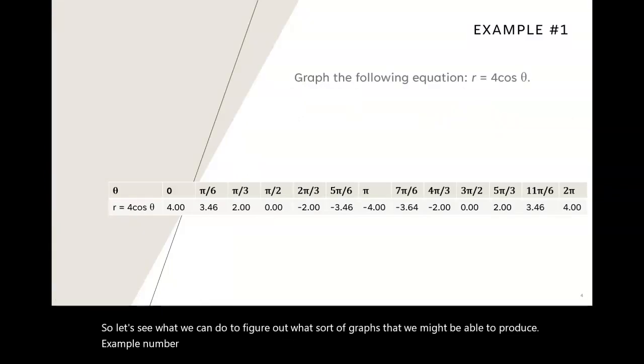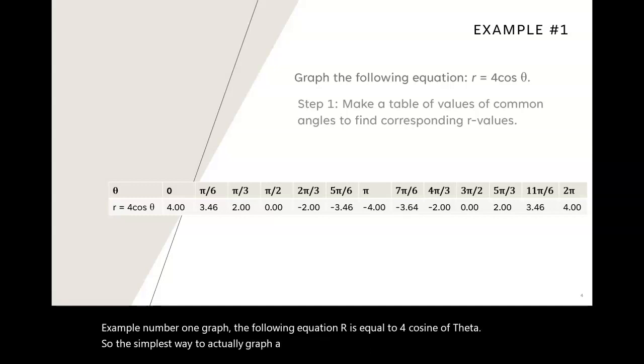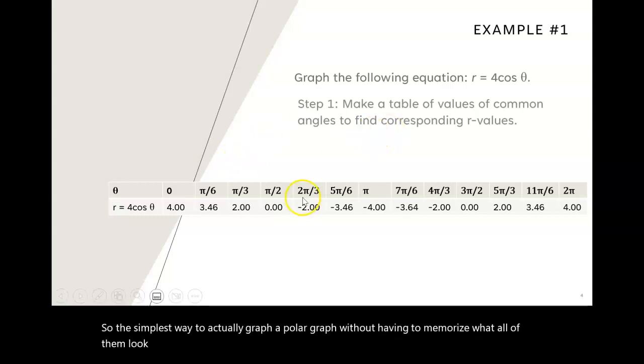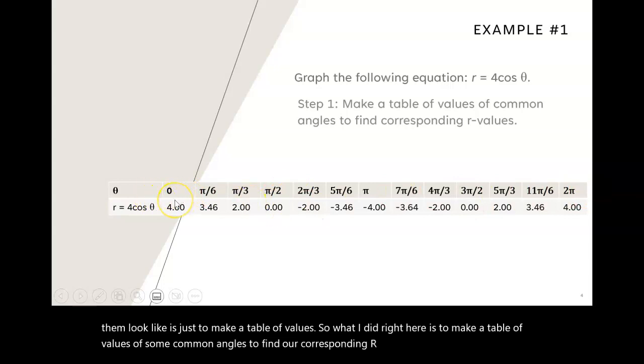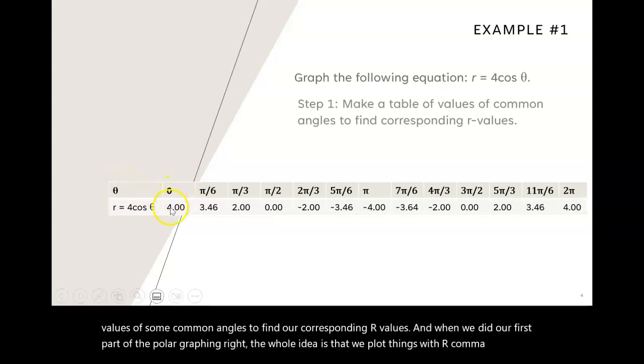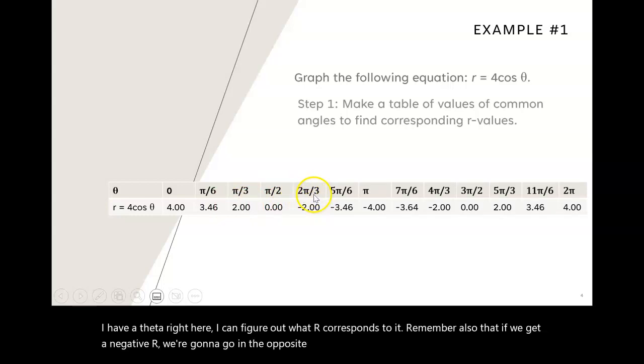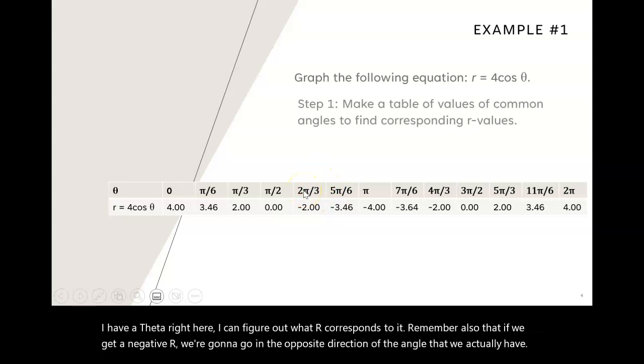Example number 1: graph the following equation, r equals 4 cosine of theta. The simplest way to graph a polar graph without having to memorize what all of them look like is just to make a table of values. So what I did right here is make a table of values of some common angles to find the corresponding r values. The whole idea is that we plot points as (r, theta). If I have a theta, I can figure out what r corresponds to it. Remember also that if we get a negative r, we go in the opposite direction of the angle that we have. So we have this table of values right here.